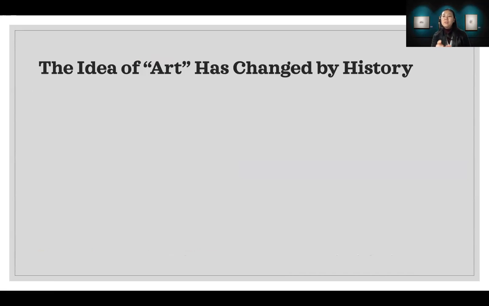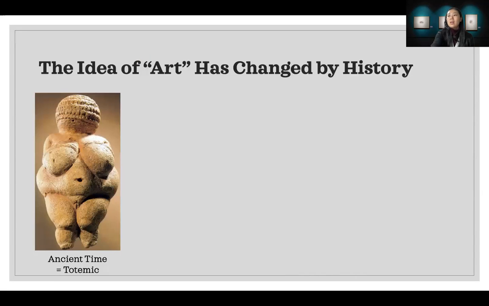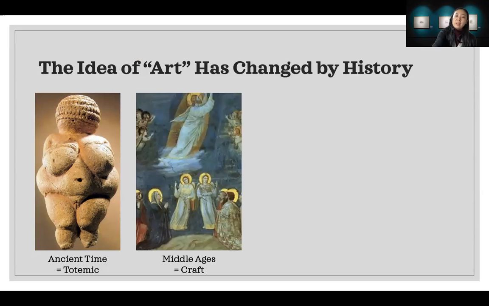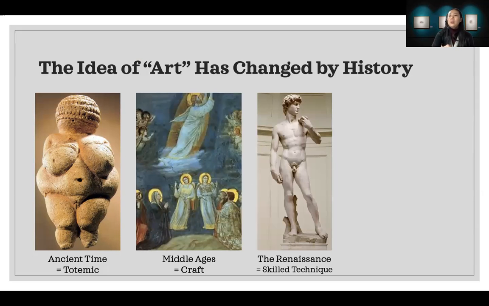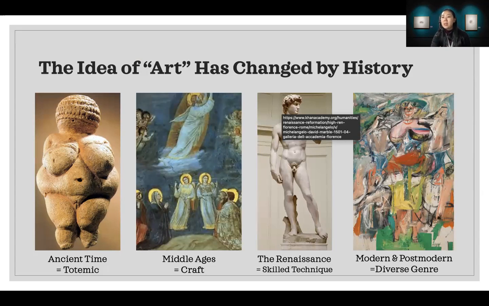So the idea of art has changed through history. In ancient times, art was totemic sculpture or painting. In the Middle Ages, art was craft. In the Renaissance, art was painting, sculpture, and architecture with skilled technique. Lastly, in modern and postmodern times, art means diverse genres. So like this, the idea of art has changed through history.